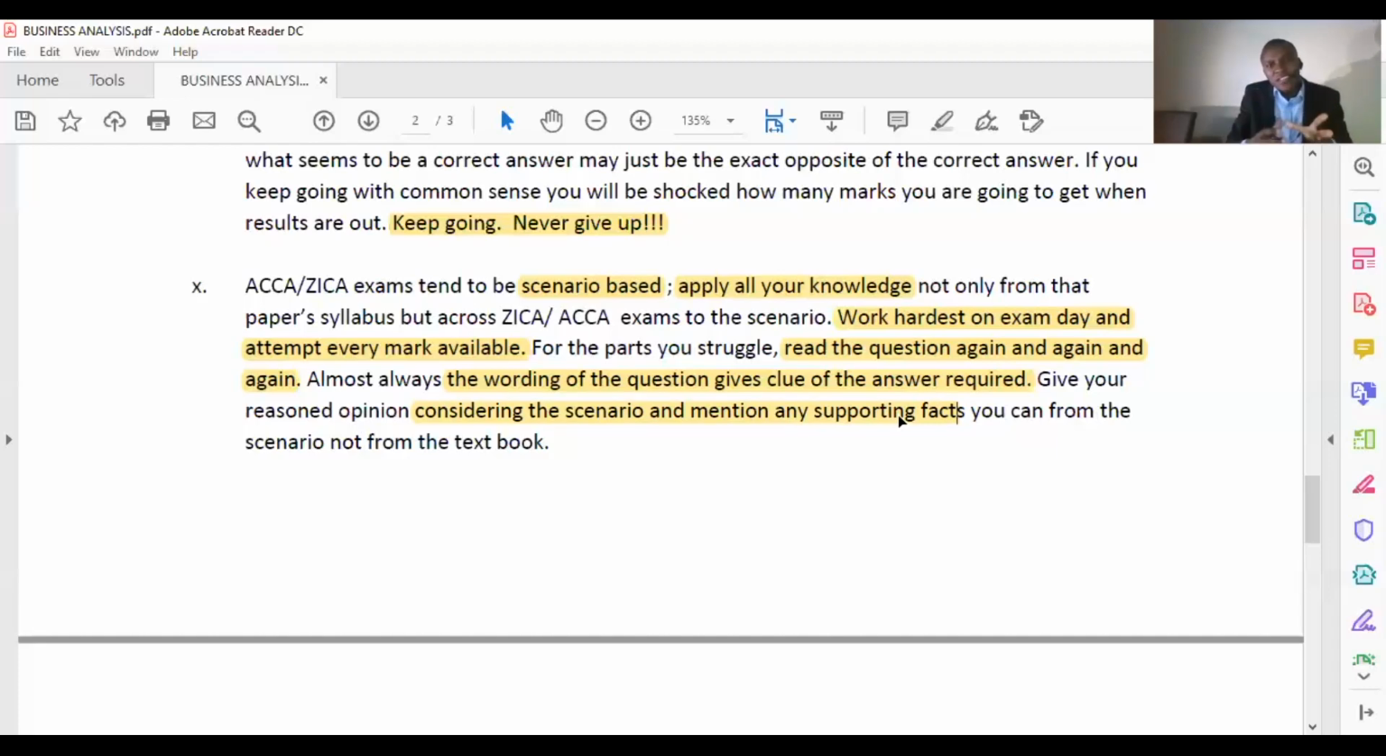These supporting facts should come from the scenario itself, not from the textbook. Be able to say, I'm thinking the strategy that should be given is this and this because of this and this. Company Mapesa PLC is in this particular business. If they did this, this is likely to happen because of this. You are getting facts from the scenario itself, not from the textbook.